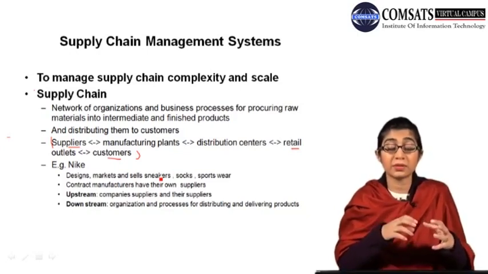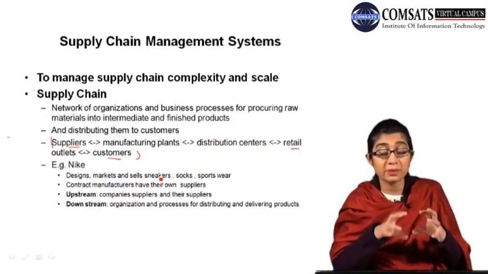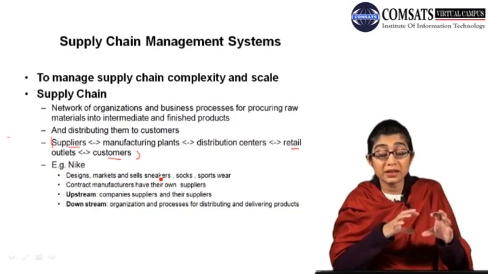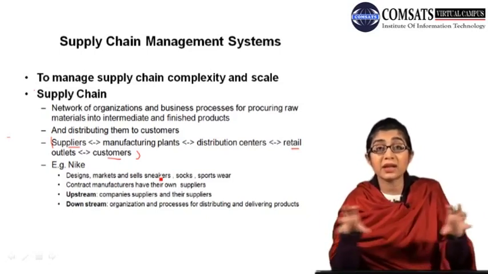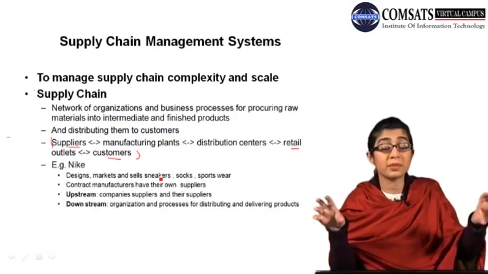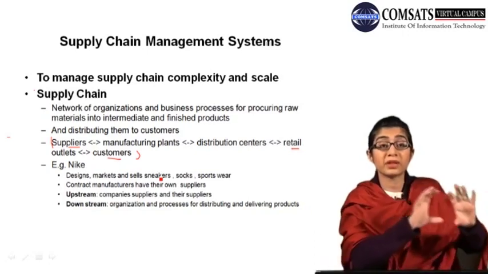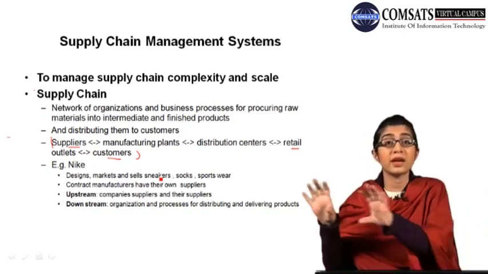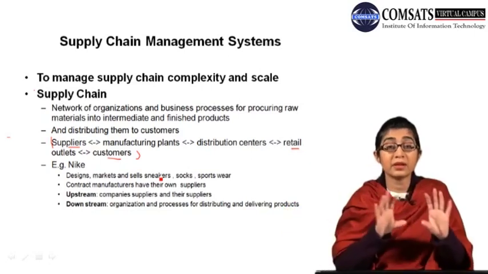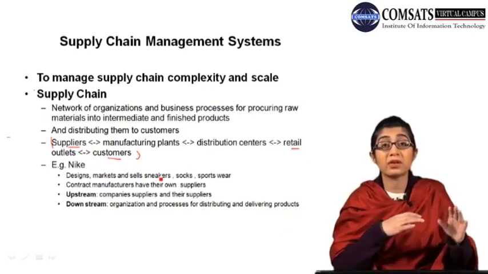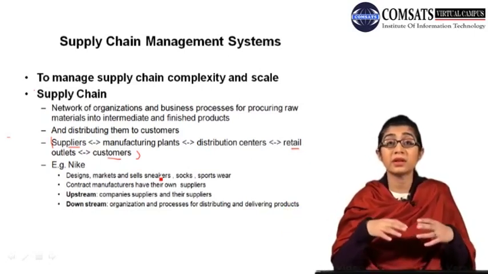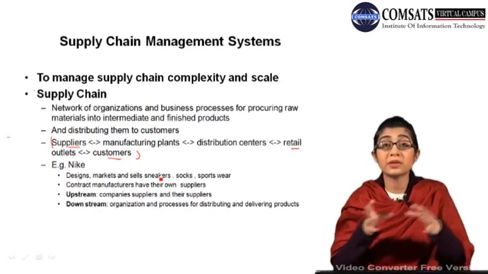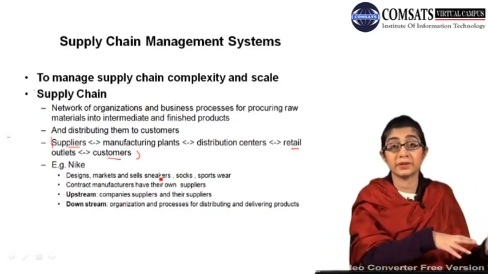So in this, two terms come up. Upstream basically deals with the companies, the suppliers and their suppliers. So upstream is the link between the organization, its suppliers and their suppliers. Downstream basically is the organization and processes for distributing and delivering products to the customer end.